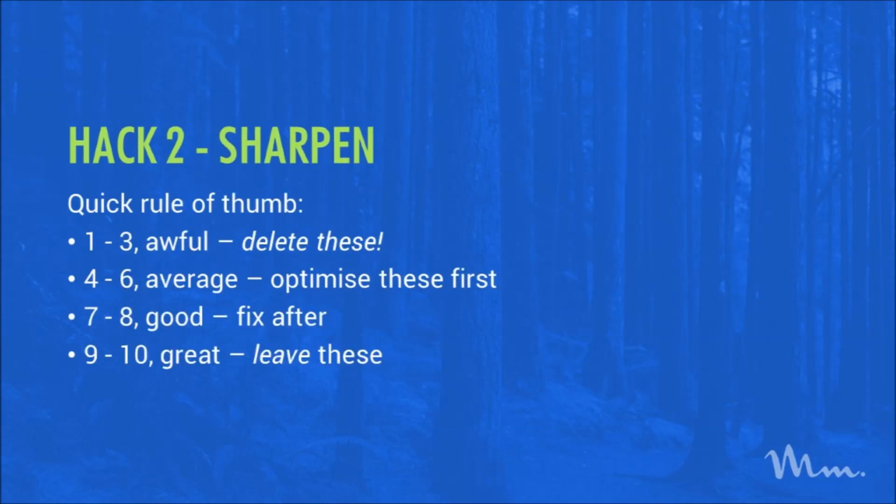Hack number 2 is to sharpen your tool. Quick rule of thumb here is, as I briefed over on the quality score scale, 1 to 3, crap, delete them. It's not to say you can't reuse them, but for now, delete them. 4 to 6, they're average. This is where you should optimize first. So I'm going to run through a few tactics to do so. But yeah, focus on your range of 4 to 6, because that's where you can make the biggest impact.